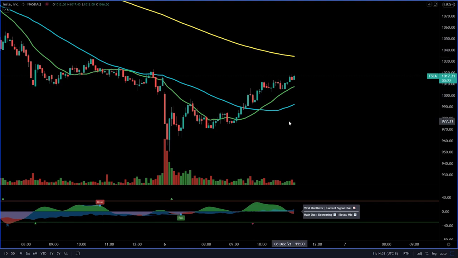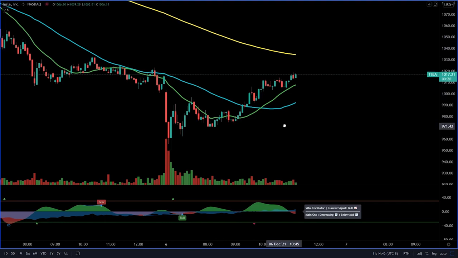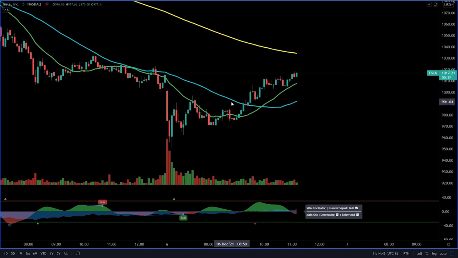This is a great way to make some money for you guys that like to day trade, but don't feel like you have to use just the 20 and the 50.